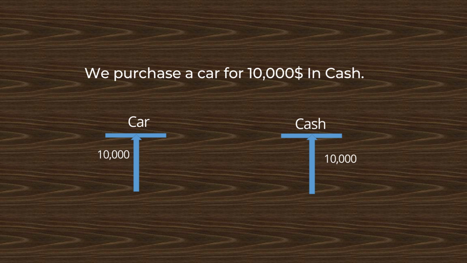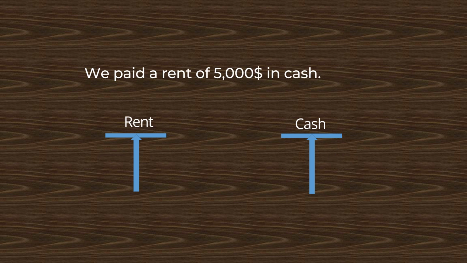Let's take another example. Let's say we paid a rent of $5,000 in cash. In this case, as we know, rent is a kind of expense, and in accounting an increase in expense is recorded on the debit side, so this will be a debit entry. And since we paid $5,000 by cash, our cash is getting low. So for the credit entry we use the ledger cash.